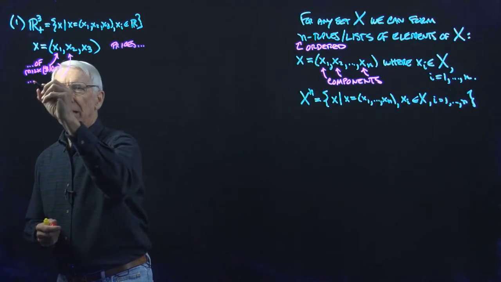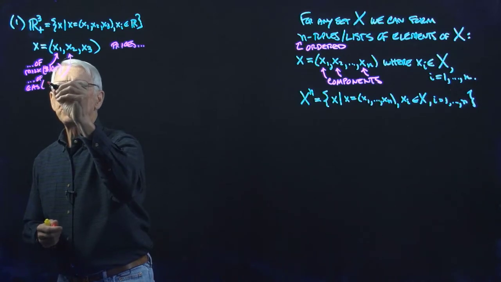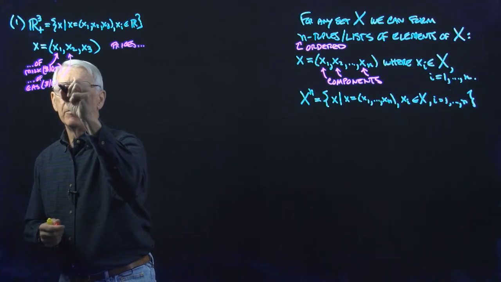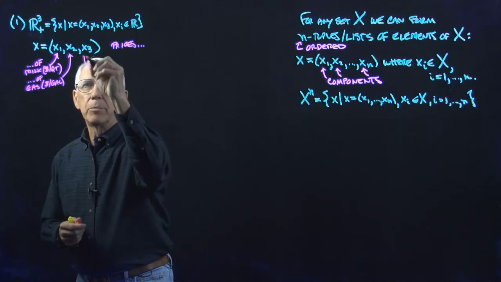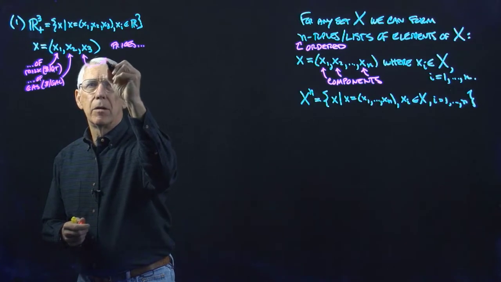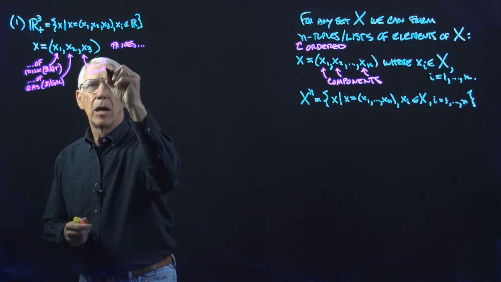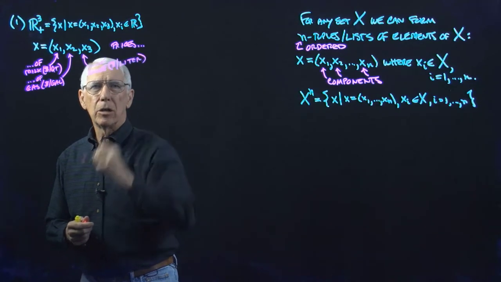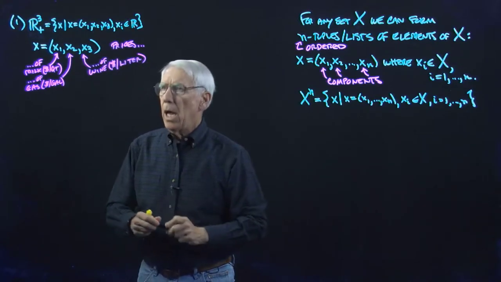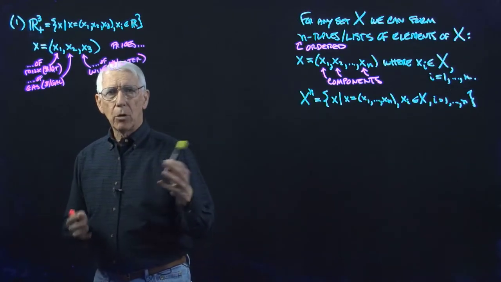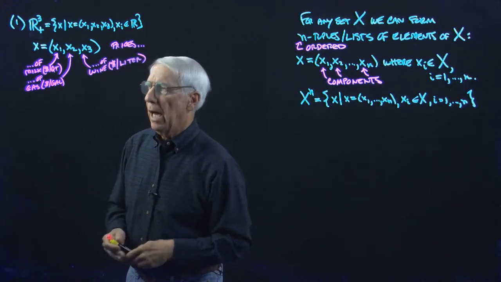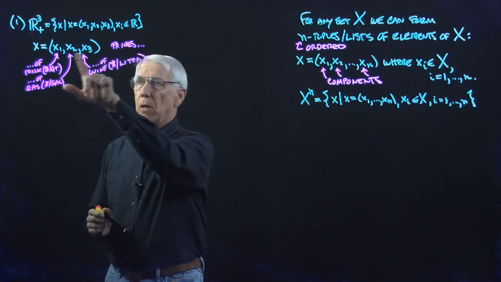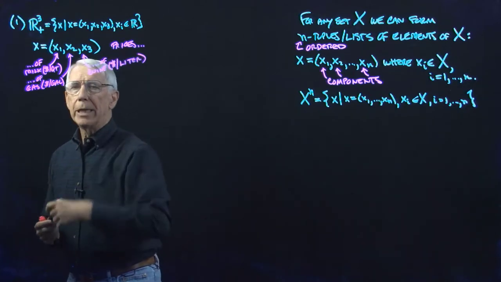The price, let's say, of gas, dollars per gallon. Let's say the price of wine, dollars per liter. And so now let's look at a couple or three particular n-tuples, or triples as we would call these sometimes, because there are three components.